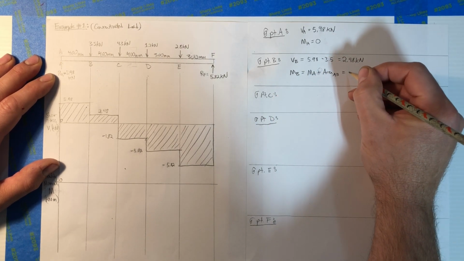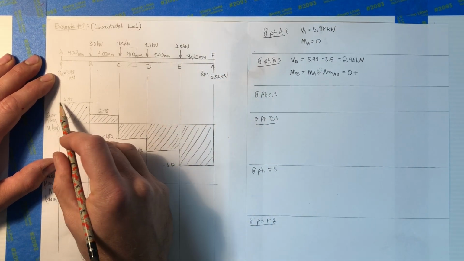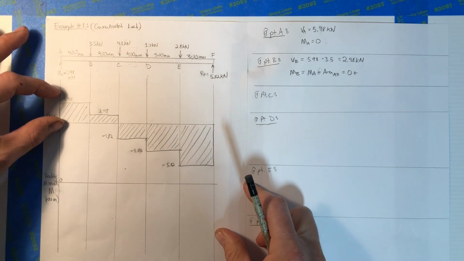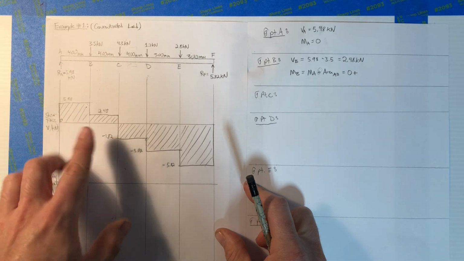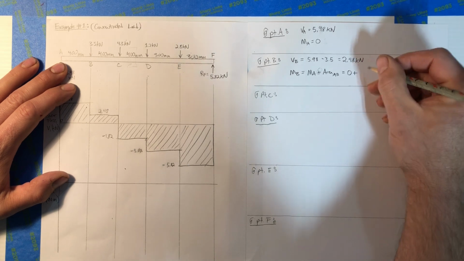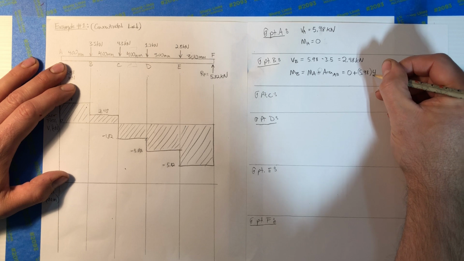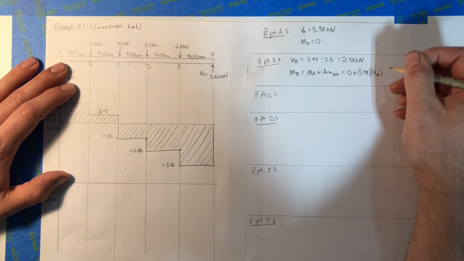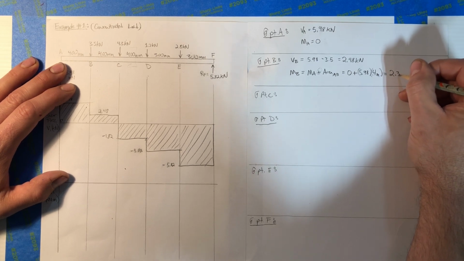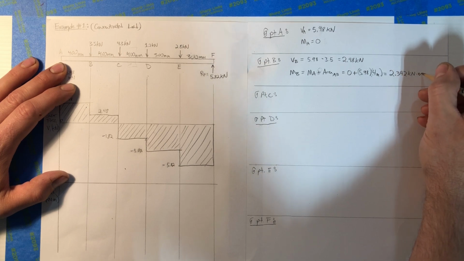This is going to be equal to 0, right? And AB is what? Area AB is 5.98, right? This width, what's the height? I'm sorry, no, the height is 5.98. What's the width? 400 millimeters, right? So 400 millimeters times 5.98. So we get 5.98 times, let's say 0.4 meters. Okay, and we get a value of 2.392 kilonewton meters.